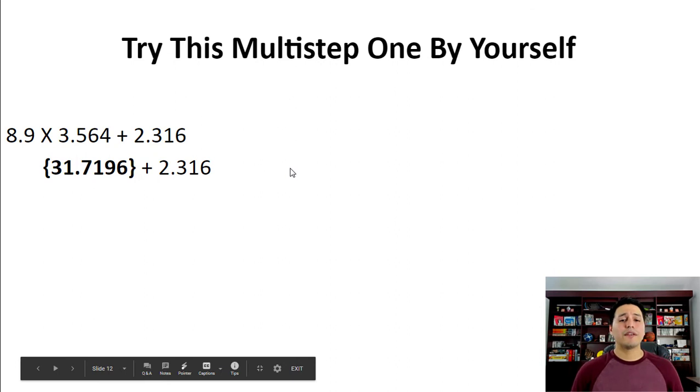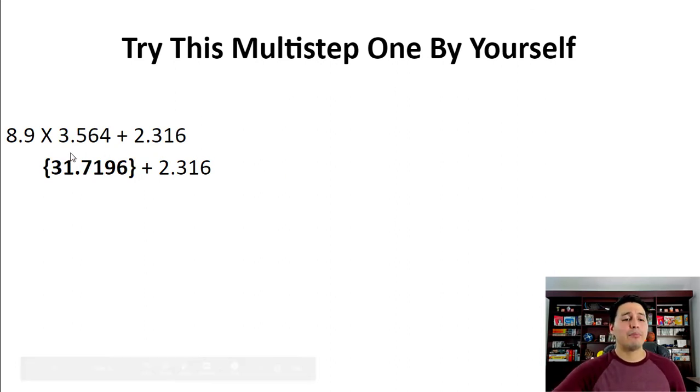All right, so I want you to try this multi-step problem by yourself. Here you have 8.9 times 3.564 plus 2.316. So when doing the first part of this calculation, you get 31.7196. But because the smallest number of sig figs here is going to be 2, our final answer will also only contain 2. So we're going to stop at the 1. We're going to look to the right. It's greater than 5, so this is going to change to 32.